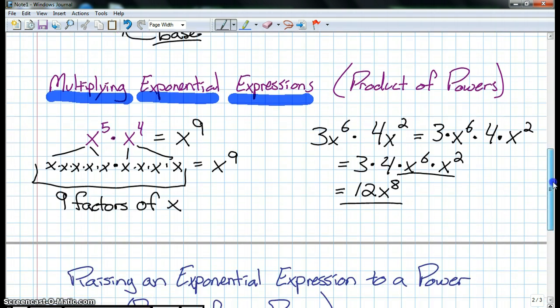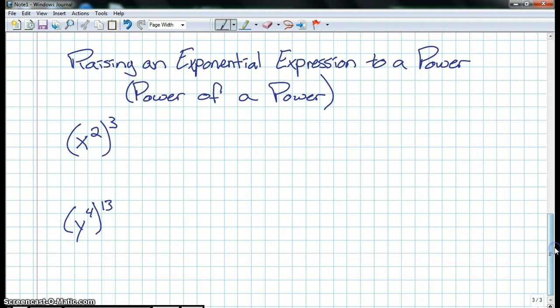Alright, moving on. And remember, if you ever need to pause or rewind, you can always go back and take a look at the previous example. The next two are going to deal with raising an exponential expression to another power. So the rule that we're looking at is called power of a power. We've got two different examples, and hopefully we'll be able to come up with a general conclusion.